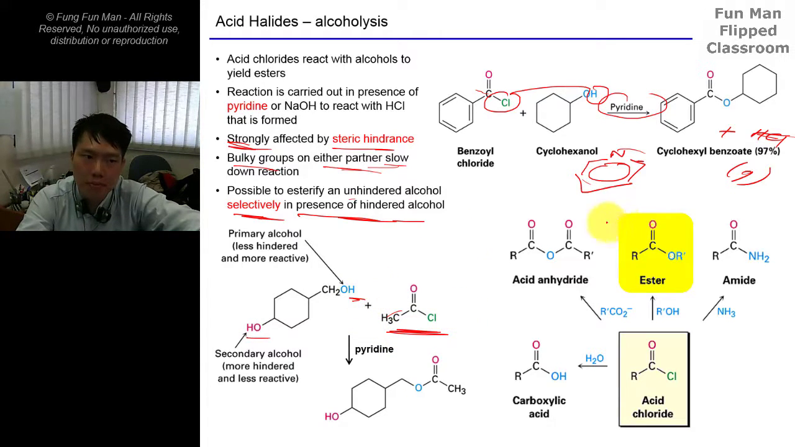Which one will attack? The blue one wins, because the blue one is actually a primary alcohol. That means it's less hindered and more reactive. This is a secondary alcohol, the pink one, more hindered and less reactive. So the more reactive one will win and goes in to form the ester here, not there.